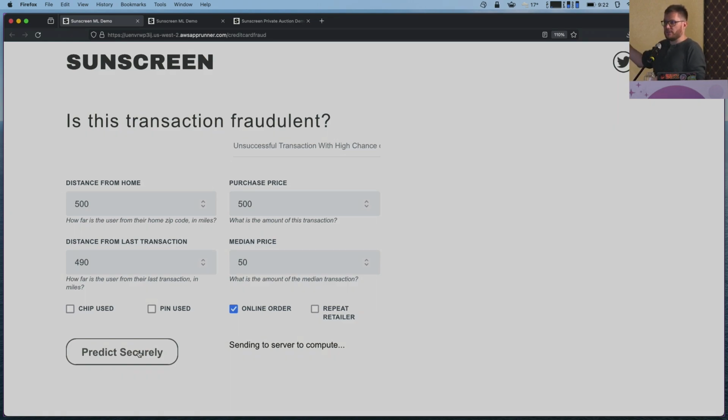So the server actually never learns anything about whether or not that transaction is legitimate. They don't know what the purchase price was, they don't know what the distance from home was, they don't know anything. They just know that they received some sort of data related to a transaction, that they threw it through their model, and that they gave it back to the user to then decrypt the result. So here, we're running another example where the distance from home is significantly higher, and it's an online purchase. So here, the model detects fraud.